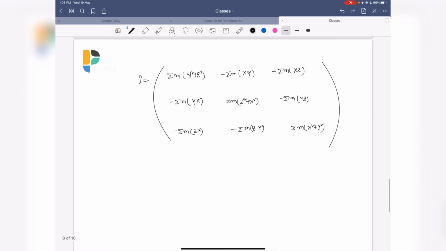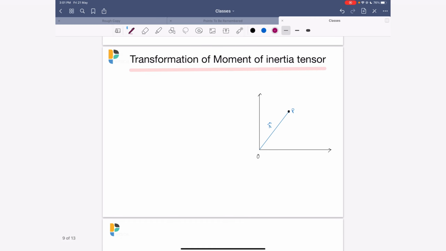Okay, so it is the moment of inertia tensor. So this thing is our moment of inertia tensor. In transformation of the moment of inertia tensor, we study how the moment of inertia tensor changes when we change the body frame. Now for studying this, we consider a point P in a body frame O.